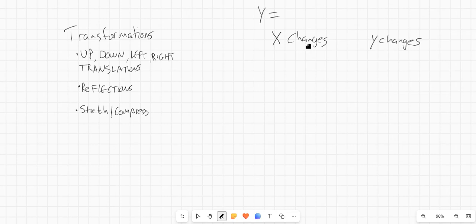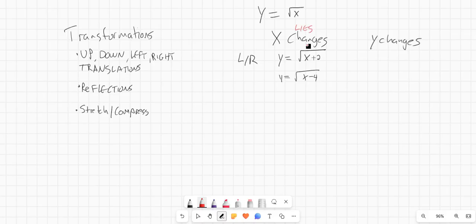So if we were dealing with a function y equals square root of x, the x changes, left and right, happen inside the function next to the x. And the x variable lies, meaning this one, it says plus 2, but this is left 2. This one says minus 4. You'd think it's left 4. No, this one's right 4.